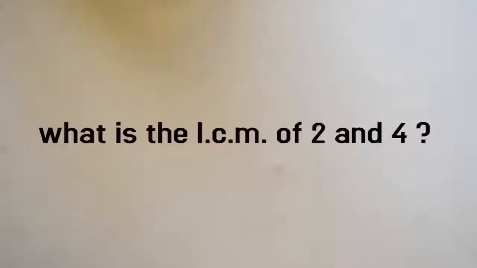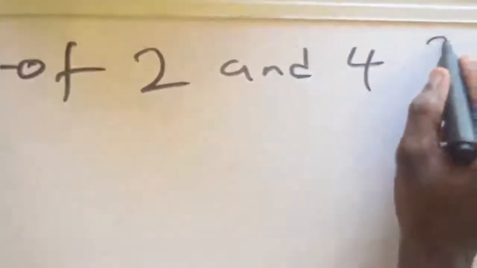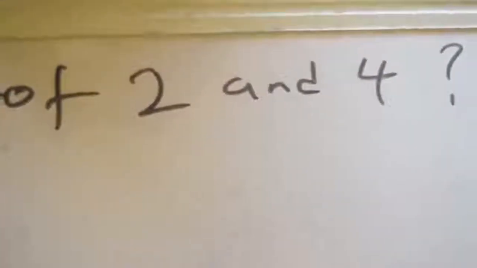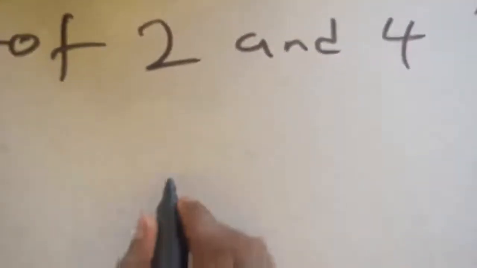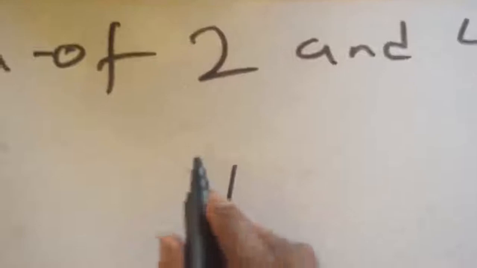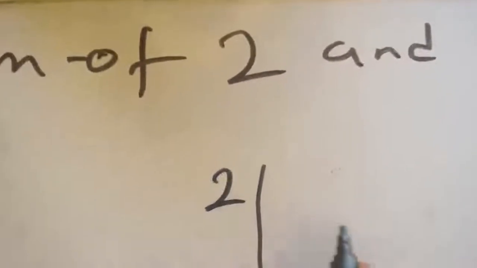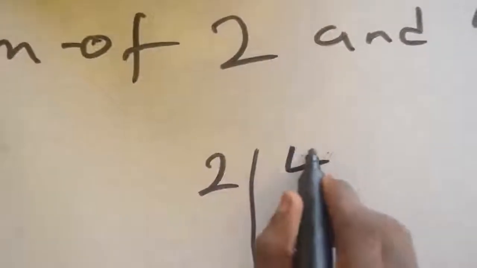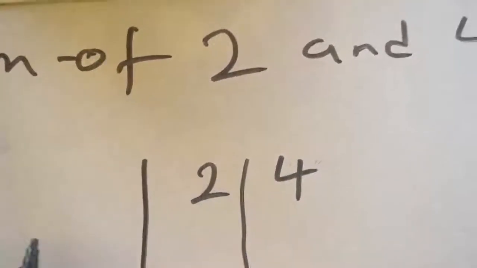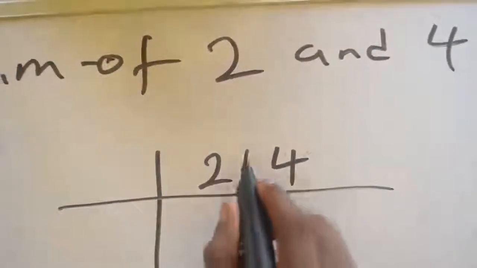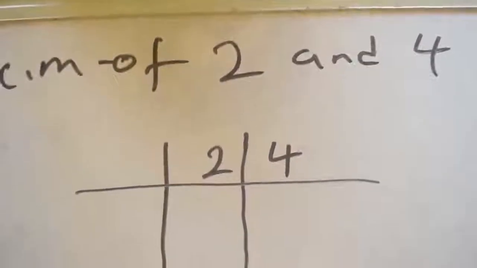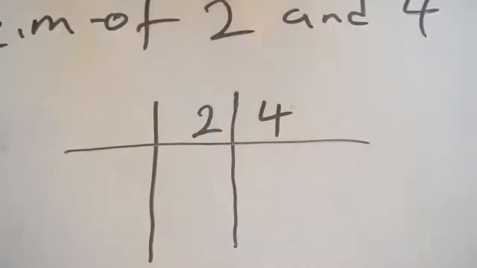Alright, so what is the LCM of 2 and 4? The first thing you do is draw a line. You put the lower number, which is 2, and the other number, which is 4. You draw another line to cross it. Then you look for a particular number that can divide either of the two numbers.